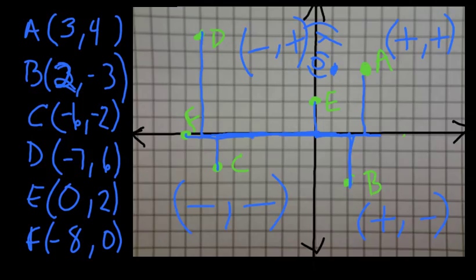And then if you live on the x-axis, look at point F. If you live on the x-axis, you always have an x number first. Could be negative or positive, but you always have 0 second. There's always a 0 if you live on the x-axis. So that's good information too.